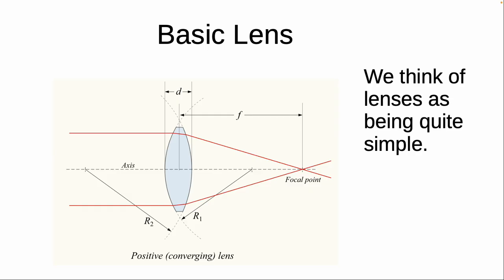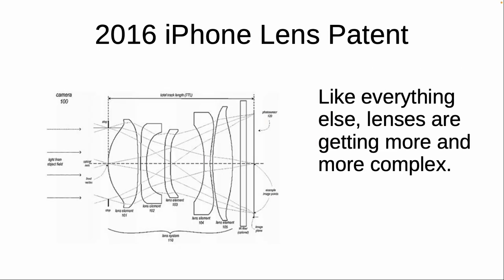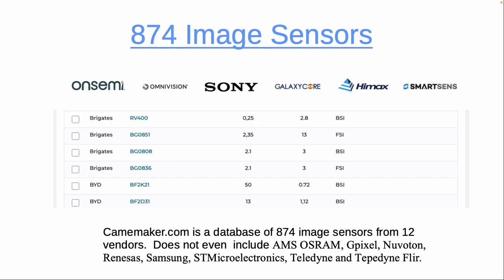They all start with a lens. You may have studied lenses in high school or college. But if you take a look at the recent Apple patents, they've just gotten way more complex. And it's the same thing in every single stage of these pipelines. They started off simple. Everybody optimizes their piece of the pipeline, and the whole thing becomes incredibly complex.